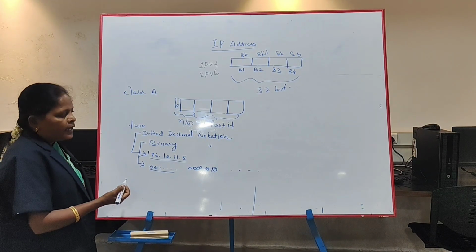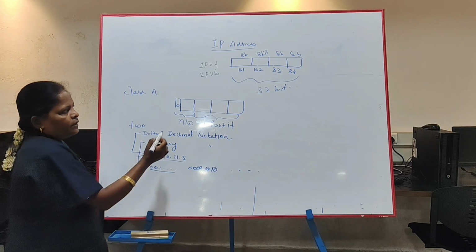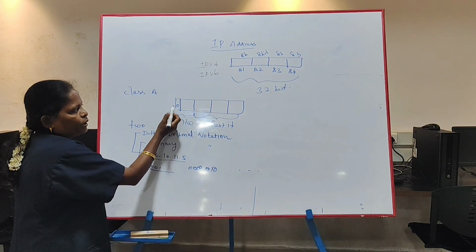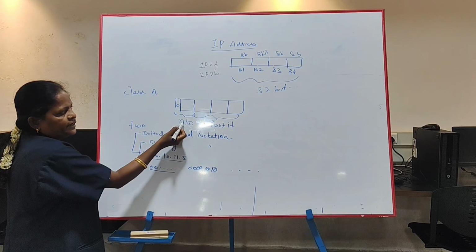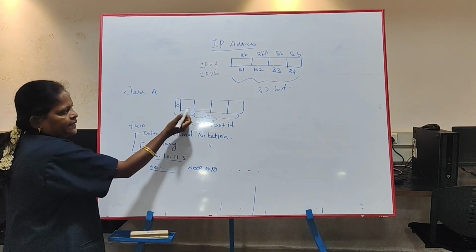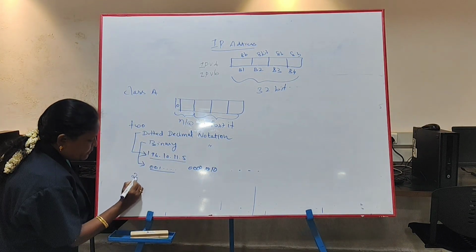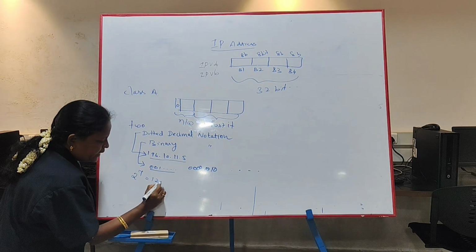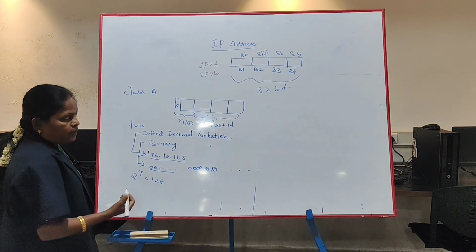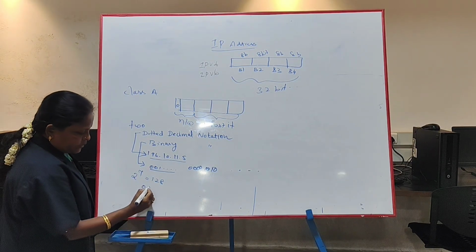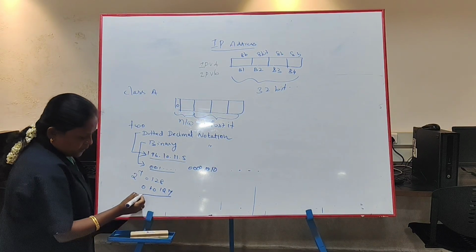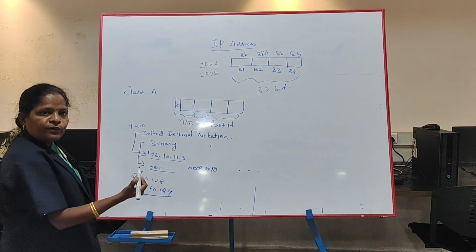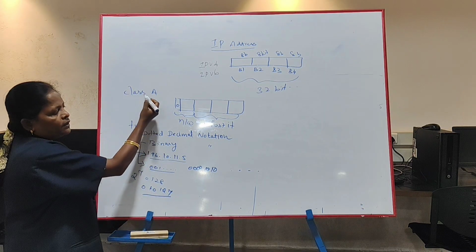We can identify it because out of one byte, the first bit is used to identify class A. The remaining 7 bits give 2 to the power 7 equal to 128, from 0 to 127. So any IP within the range from 0 to 127 comes under class A.